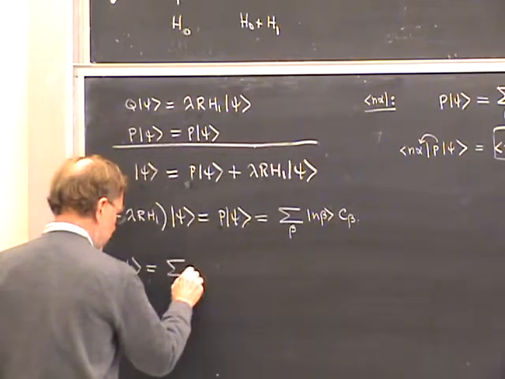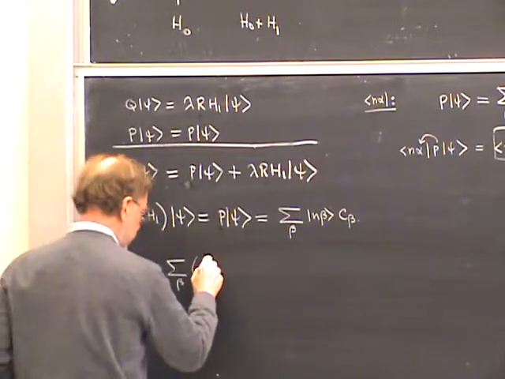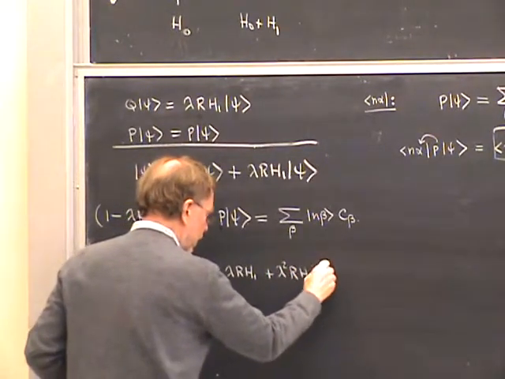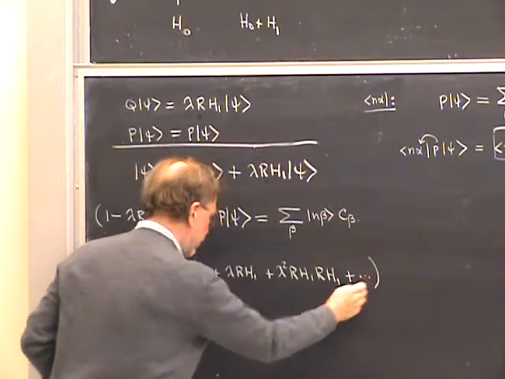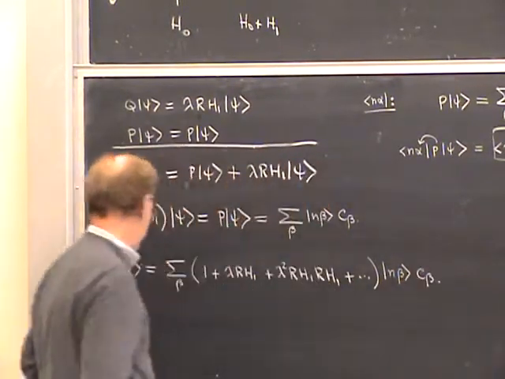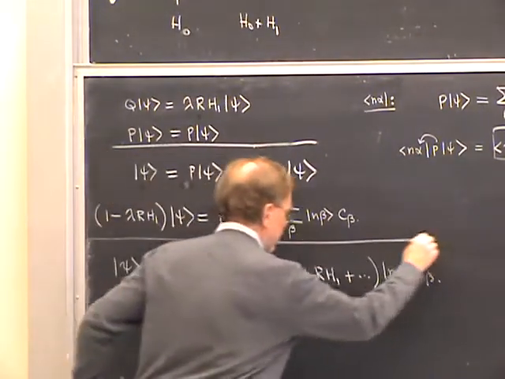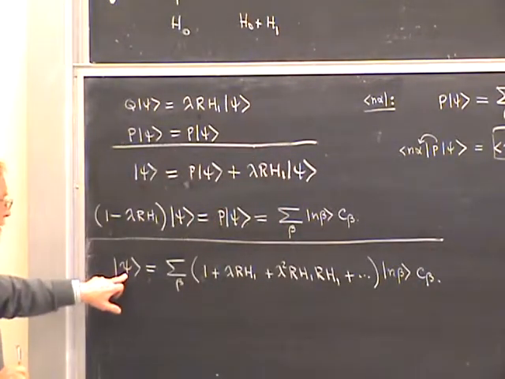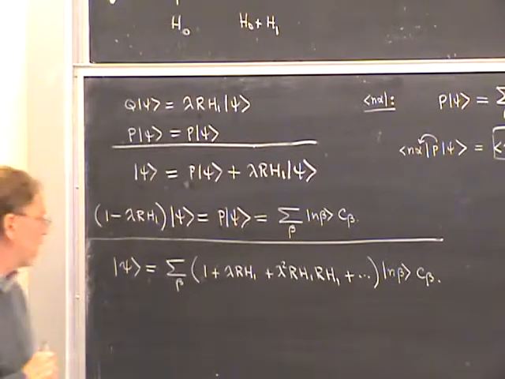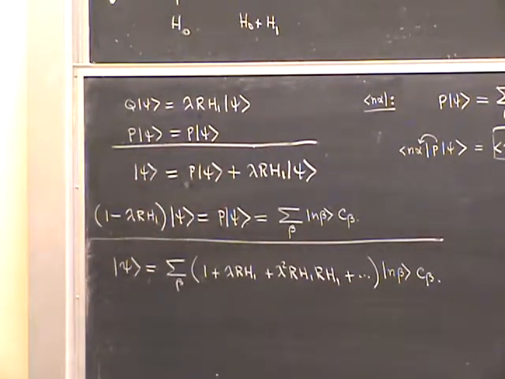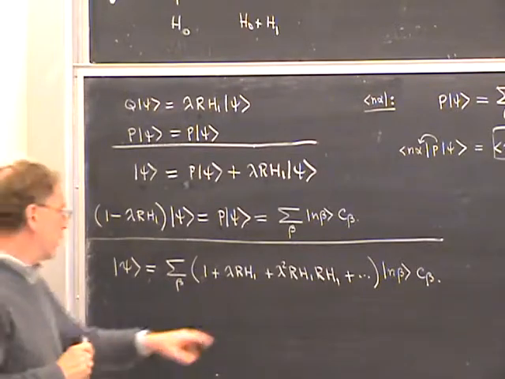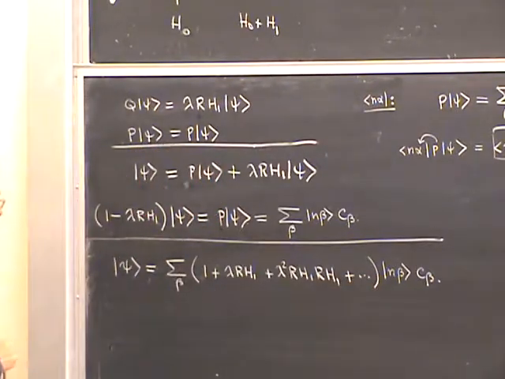Let me write it this way. I'll write it as a sum on beta. Then I'll put the inverse of this operator, which is 1 plus lambda R H1 plus lambda squared R H1 squared plus so on. You write up the arbitrary term easily. Times n beta, multiplying C beta. Okay? So this is now an expansion in powers of lambda, giving us the exact eigenstate in terms of a bunch of operators acting on the unperturbed eigenstates in the unperturbed basis, in the unperturbed energy eigenspace En.